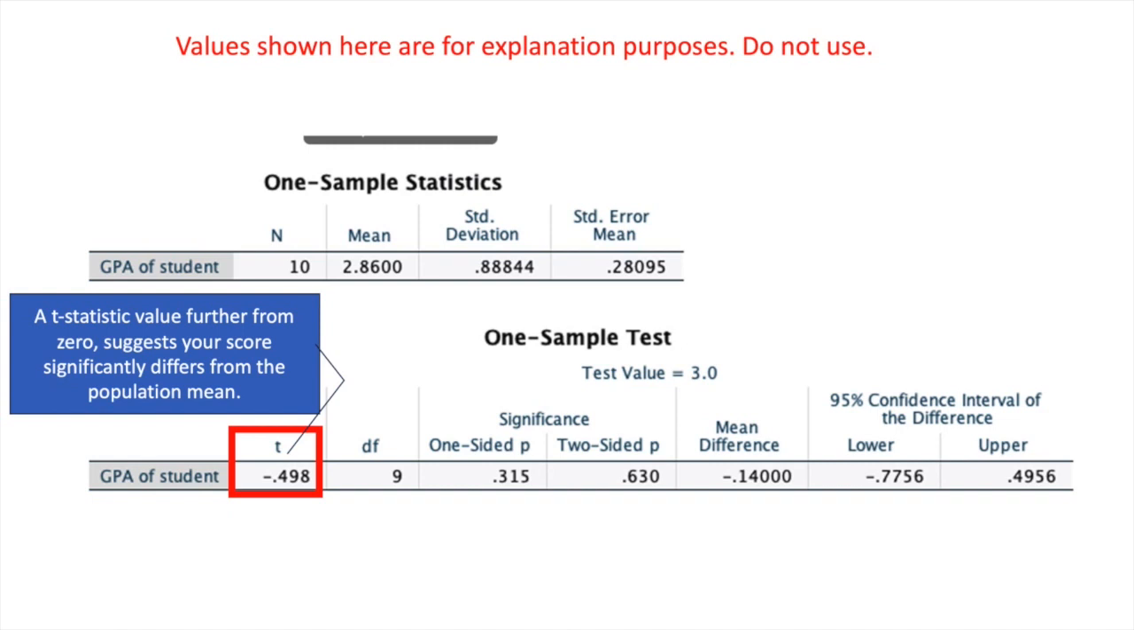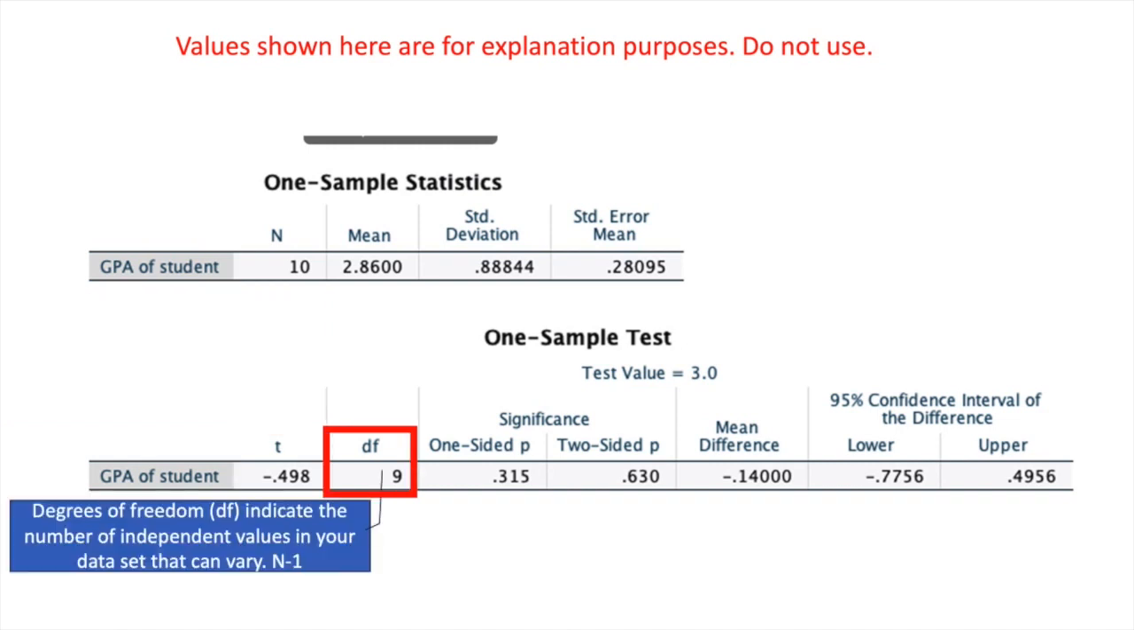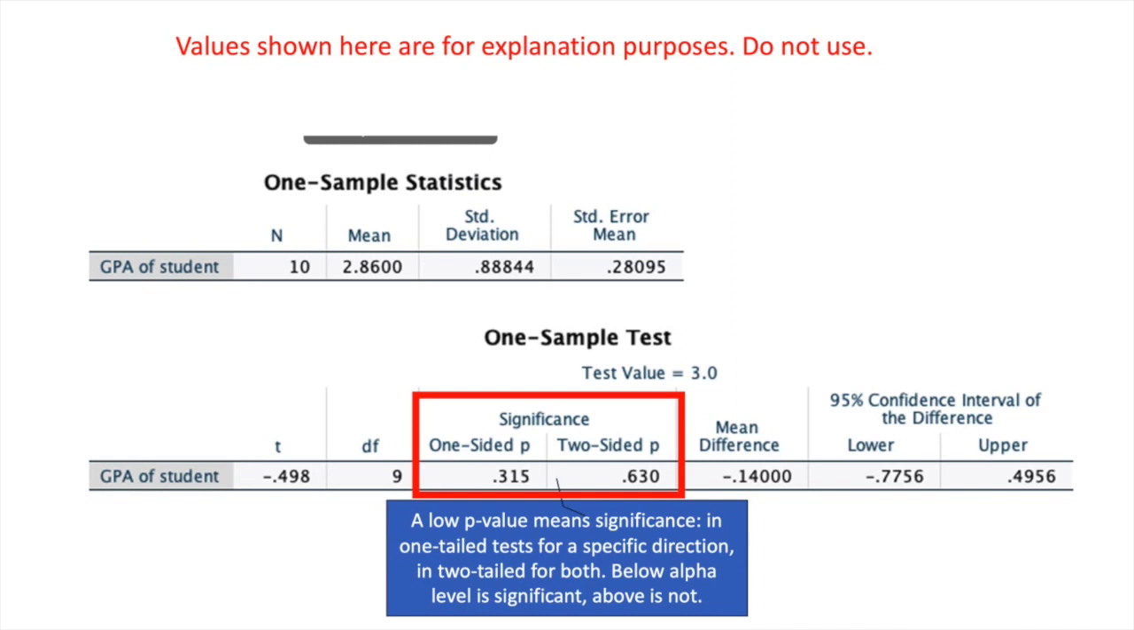And to let you know, a t statistic value further from zero, the bigger it is from zero, it could be negative or positive, suggests your score significantly differs from the population mean. So the further away it is from zero, the more likely it will be significant. Here's the degrees of freedom. It's essentially sample size minus 1. So these are very important.